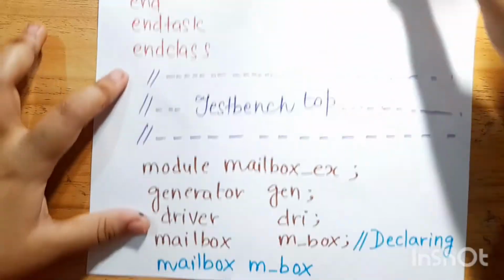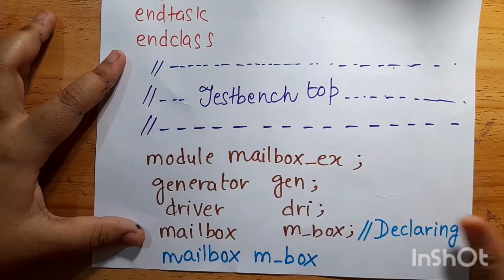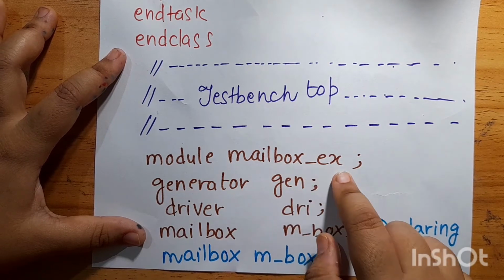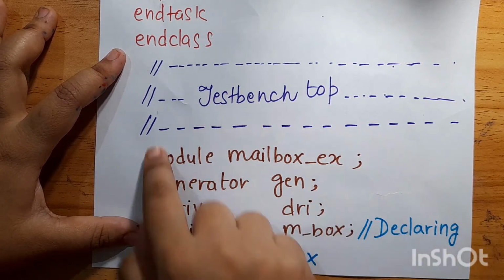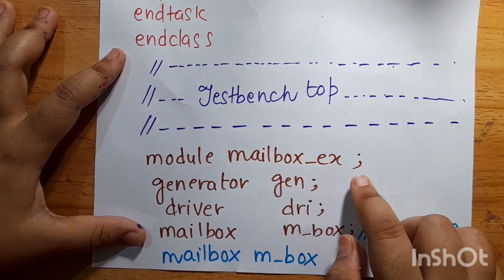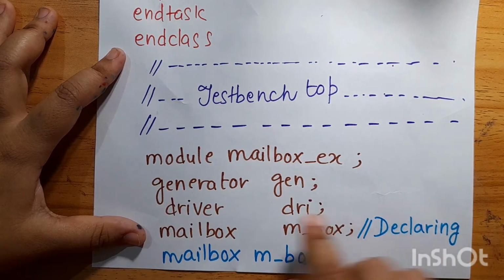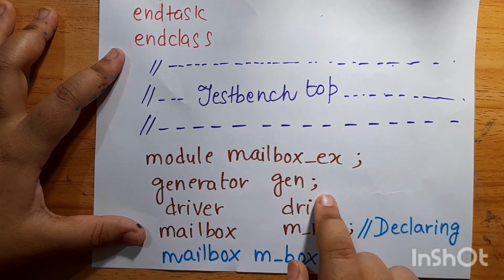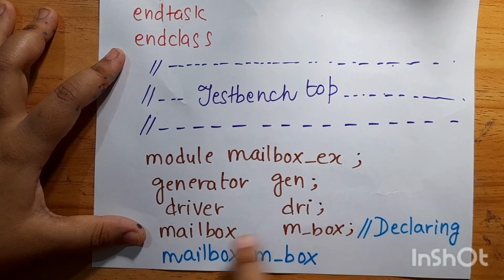At last we have come to the testbench top. How the testbench top will look: module mailbox_exe; semicolon. This is the module definition I am providing. Module name is mailbox_exe. Inside the module I put the instances of generator, driver and mailbox. Generator gen; driver dri; mailbox m_box; semicolon. So this is how we are declaring the mailbox, generator, driver.